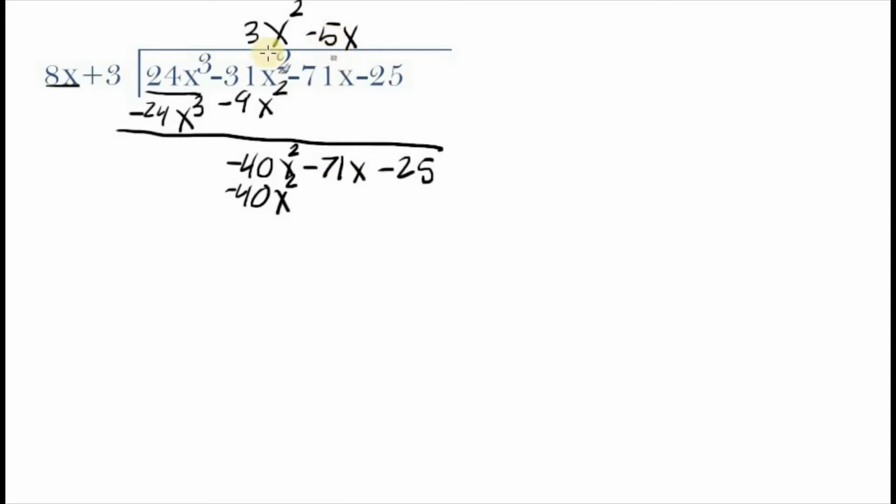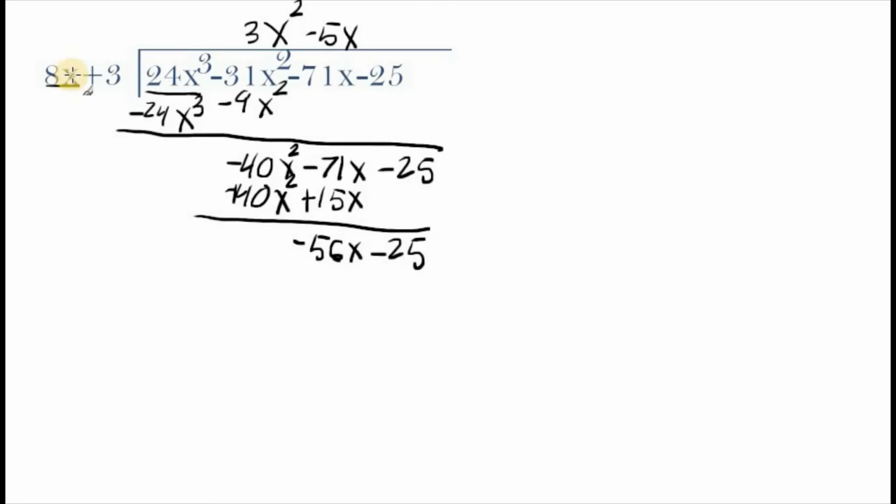And then negative 5x times 3 will give you negative 15x. And then when you switch the signs, these become positives again. And negative 71 plus 15 will give you negative 56x. Then drop down the 25.